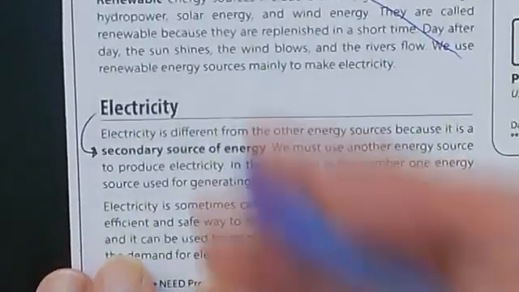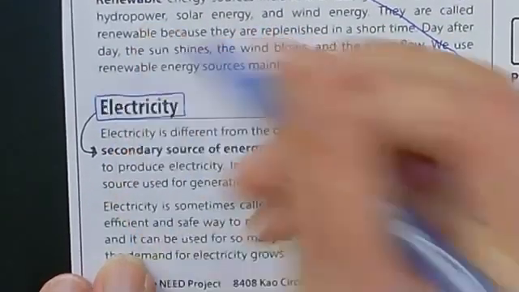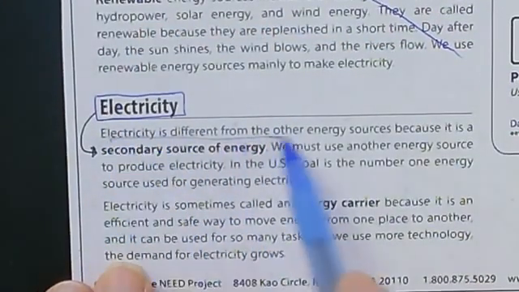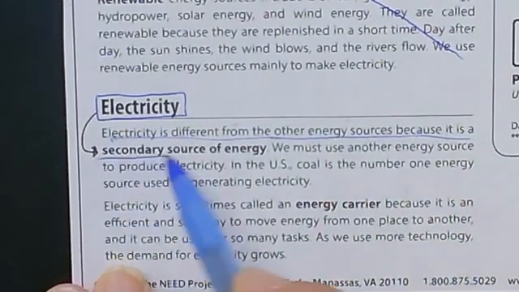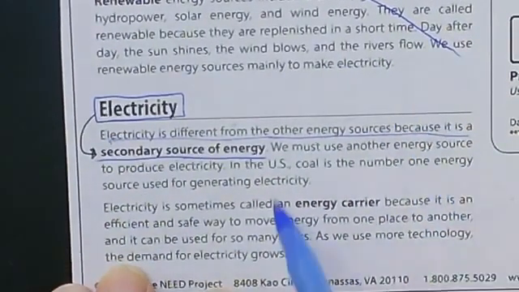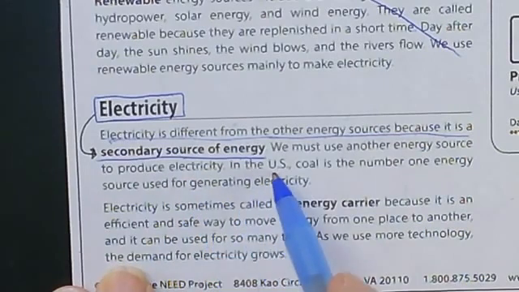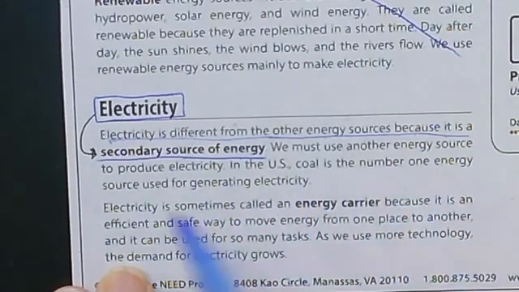All right, so we're going to go ahead and skip this part. We're going to be learning about sources of energy later on. We're going to go down and talk about electricity because this is something that we've been learning a lot about. Electricity is different from the other forms of energy sources because it is a secondary source of energy. We must use another energy source to produce electricity.